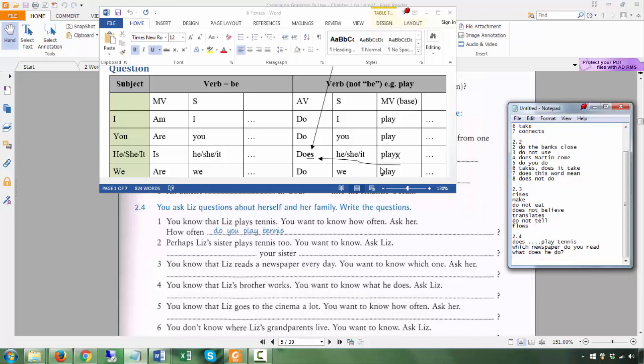You know Liz goes to the cinema a lot. You want to know how often. So how often, that's the WH word. How often, you're asking her directly, you. Do you go to the cinema?